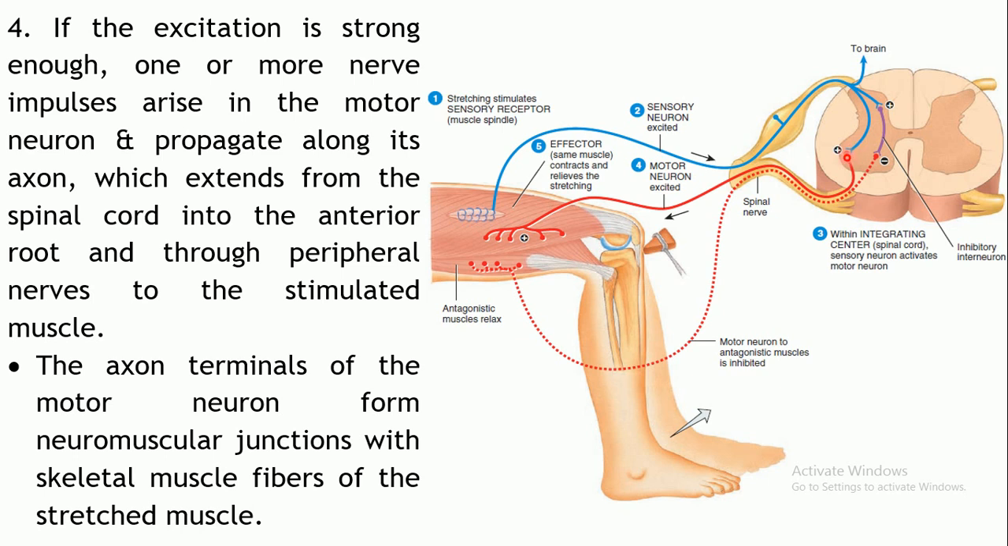So it will generate an action potential in this motor neuron and this will be propagated along the axon, which will leave this spinal cord through the anterior horn. It will enter the spinal nerve and it will stimulate the muscle. So here the axon terminals of this motor neuron are located in the muscle. So they are forming a synapse with the muscle. So it's an NMJ, neuromuscular junction.